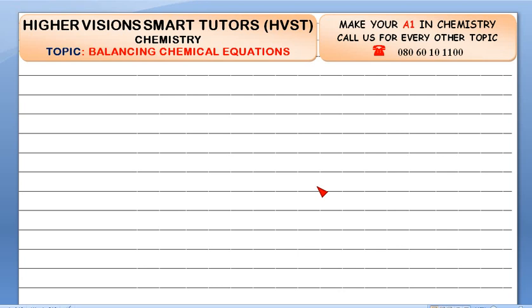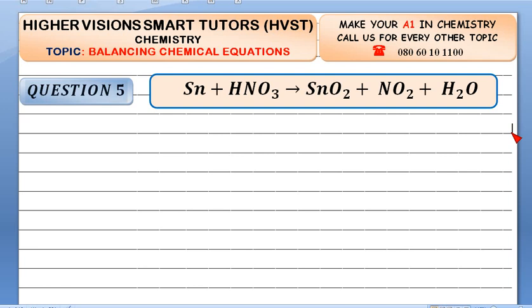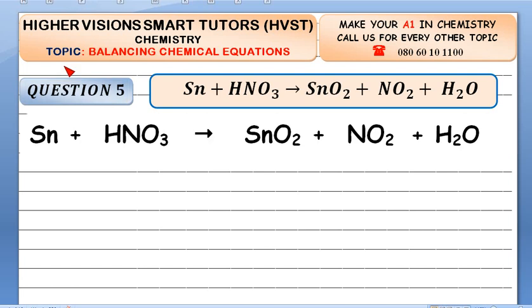Now solve question 5. That is question 5. We're going to balance this equation also. Let's bring out the equation properly so that we can balance it now. This is the equation. Now let's count the number of atoms present.